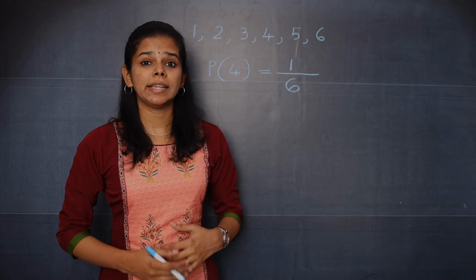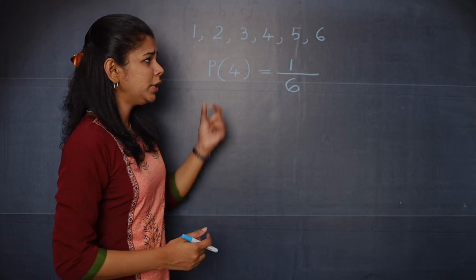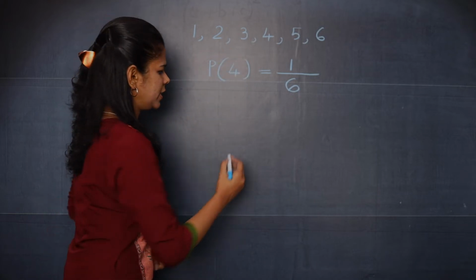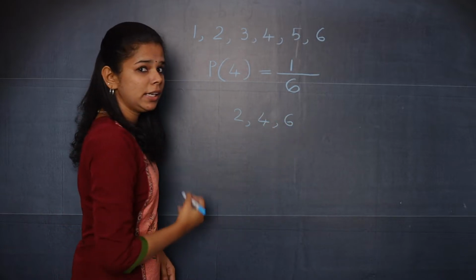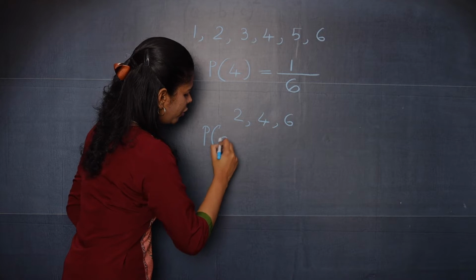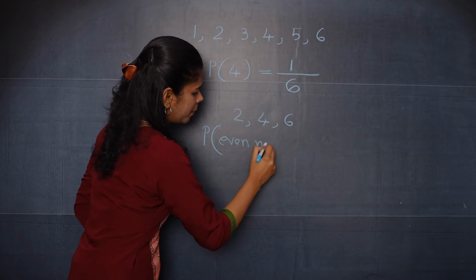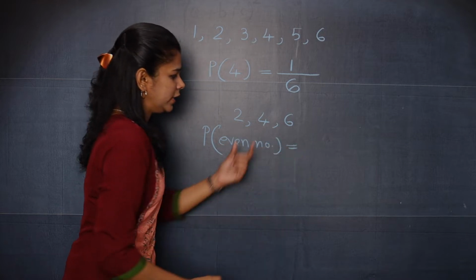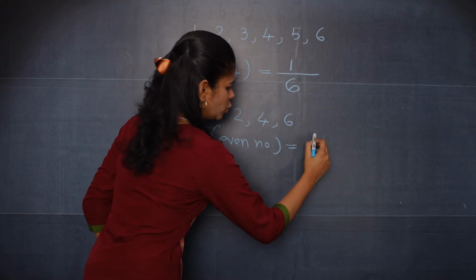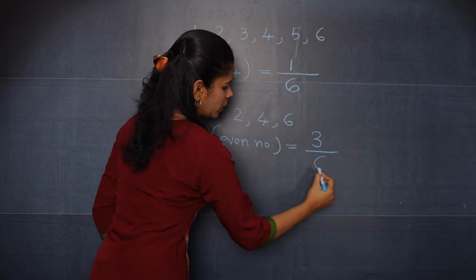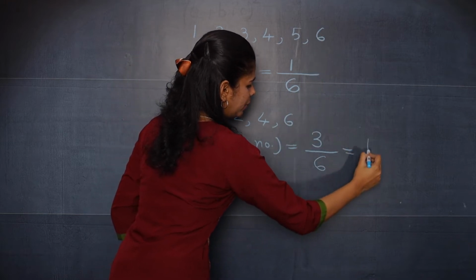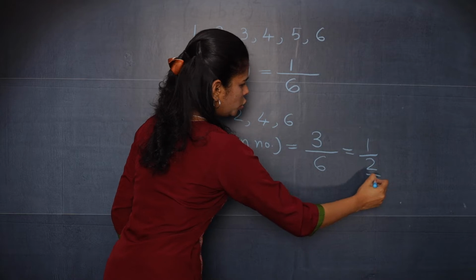What about getting an even number? First you need to check which are the even numbers here. You can see 2, 4, 6 are the even numbers. So the probability of getting an even number is equal to, these are the favorable outcomes, so 3 divided by the total number of outcomes, 6. So 3 by 6 can be written as 1 by 2.